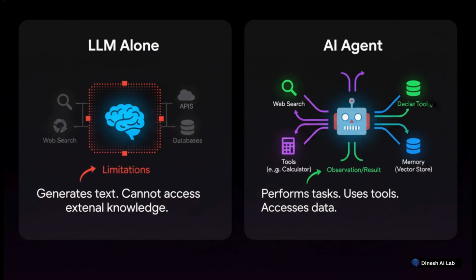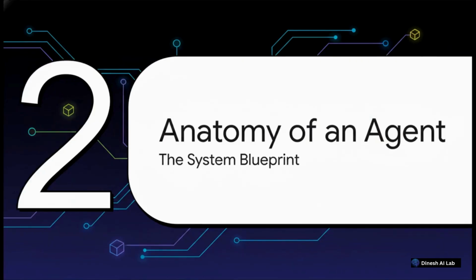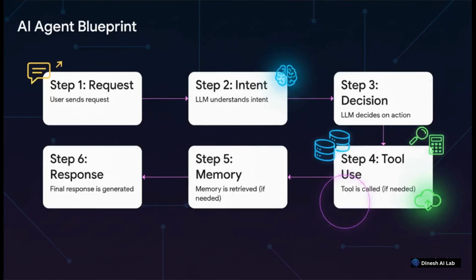So how exactly does an agent get these superpowers? Well, it's all in the architecture. Let's break down the anatomy of how a typical agent is actually built. And here it is. This is the entire blueprint in one shot. It all kicks off with a user request. Then the LLM figures out what you want and decides on an action. That might mean using a tool or grabbing something from its memory, all before it puts together that final response. Let's walk through each step.